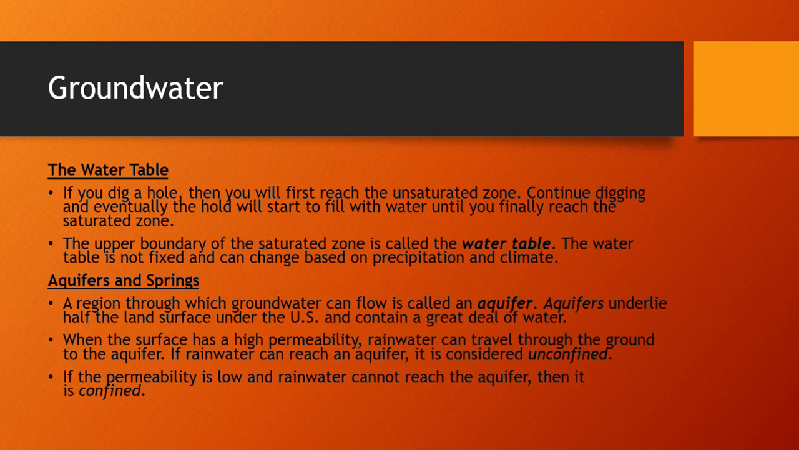Any underground region where water can flow is called an aquifer. Aquifers underlie about half the land surface under the U.S., and they contain a great deal of water. A lot of regions get their water from aquifers. Whenever the surface has a high permeability and water can move very easily through it, it can move through the ground and get into the aquifer. If rainwater can reach it, then that aquifer is considered unconfined. If the permeability is low and rainwater can't get to it, then you have a confined aquifer.